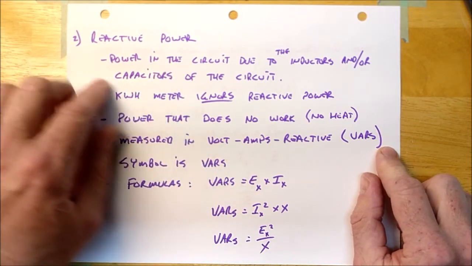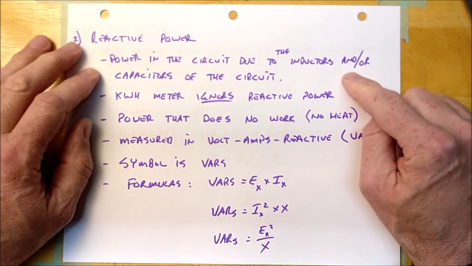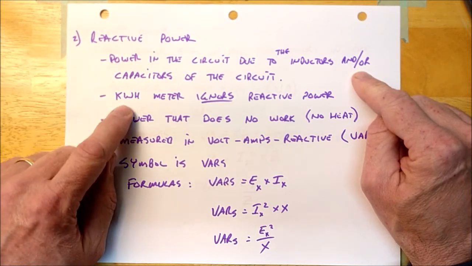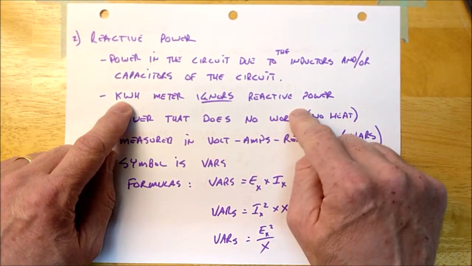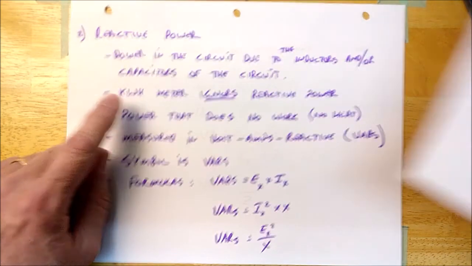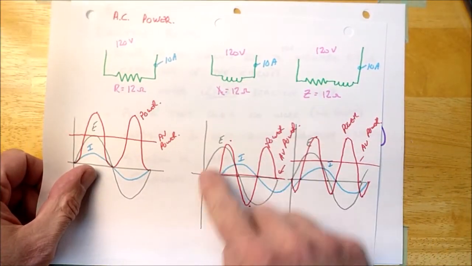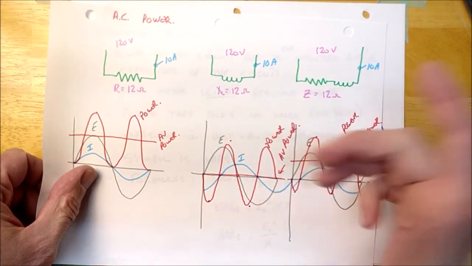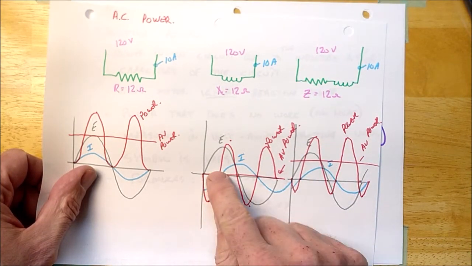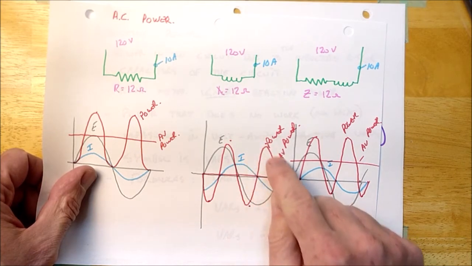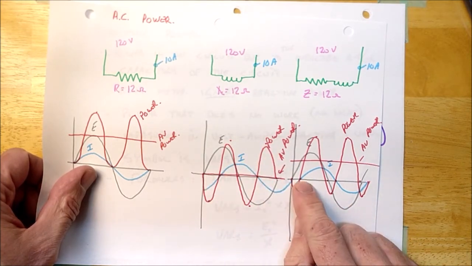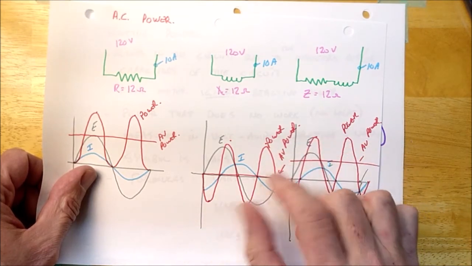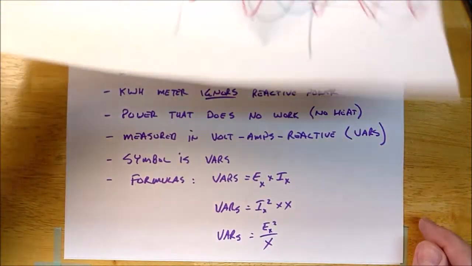and they cause reactive power. And so the note here says power in the circuit due to the inductors and or capacitors of the circuit. And a kilowatt hour meter ignores reactive power. If you look at this thing right here, I have a big inductor here. Here you can see the kilowatt hour meter moving back and forth. It's not actually turning. It's moving backwards and then forwards and then backwards and then forwards. And all day long that happens. Causes no true power, okay, even though it's drawing a bunch of current.